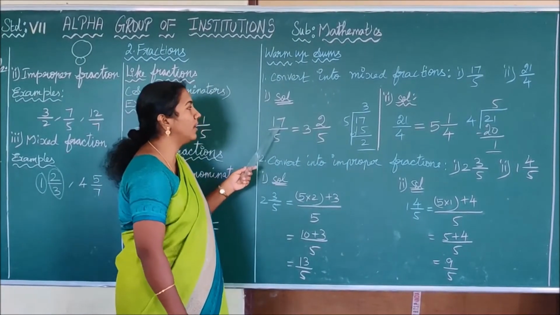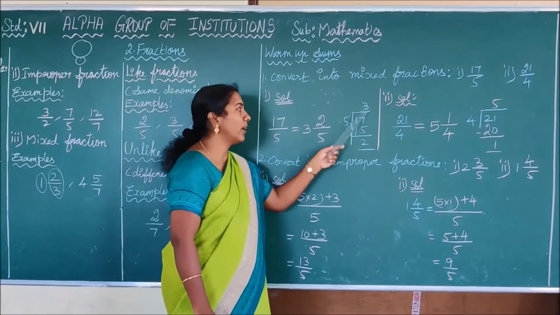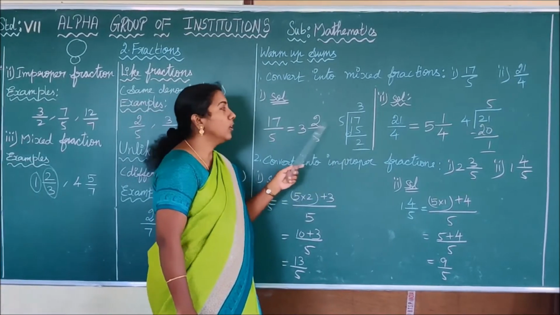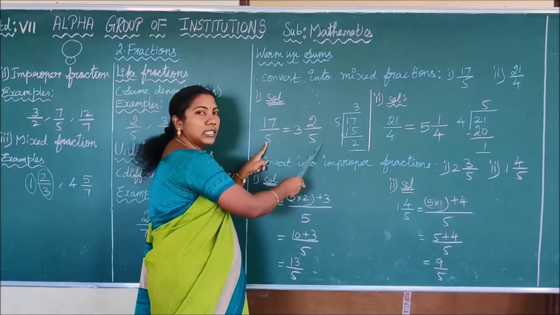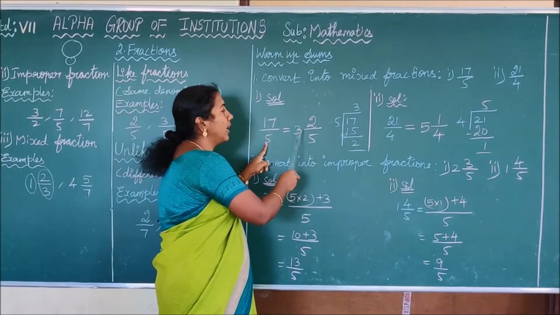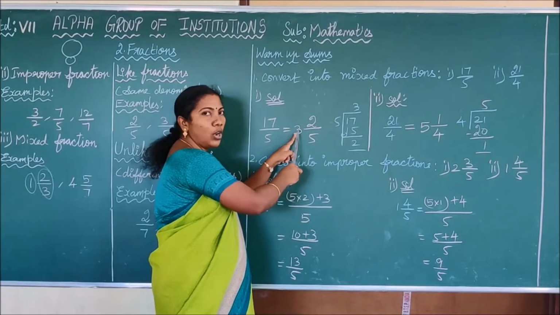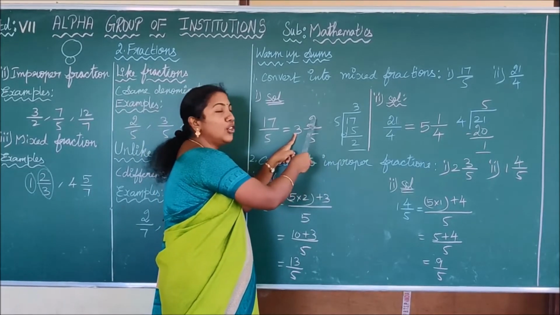For that you have to divide 17 by 5. So 5 3s are 15, the remainder is 2. How can you write this as a mixed fraction? You have to write the denominator as it is, 5. And you have to write the quotient at the side, which is the whole number. And you have to write the remainder in the numerator.